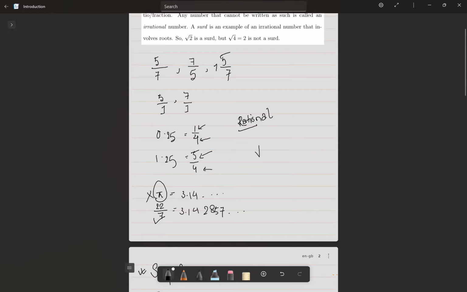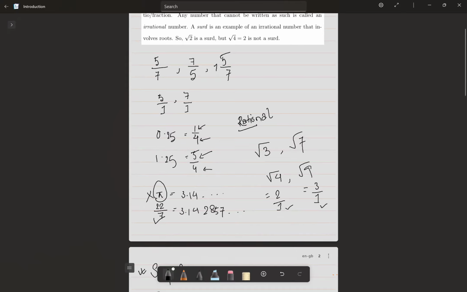Similarly, if you put root 3 or root 7 in the calculator, you will see that you get decimal answers. So these are also not rational numbers. But if you put root 4 or root 9 in the calculator, you will see that root 4 gives you 2. And we know 2 can be written as 2 by 1. And root 9 can be written as 3 by 1. So we can say that these are definitely fractions. So these are rational numbers.